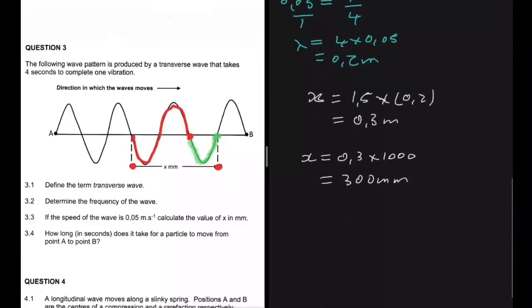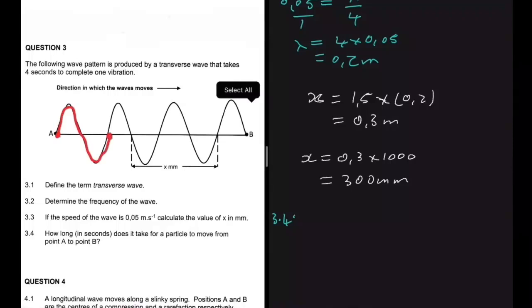Now let's move to the next one, 3.4. It asks how long, in seconds, it takes for a particle to move from point A to point B. Let me show you something. It takes the particle 4 seconds to move one wavelength. So from A up to this point, it takes 4 seconds. That's the first 4 seconds. And then from here up to this point, we take another 4 seconds. That's the period of the wave.